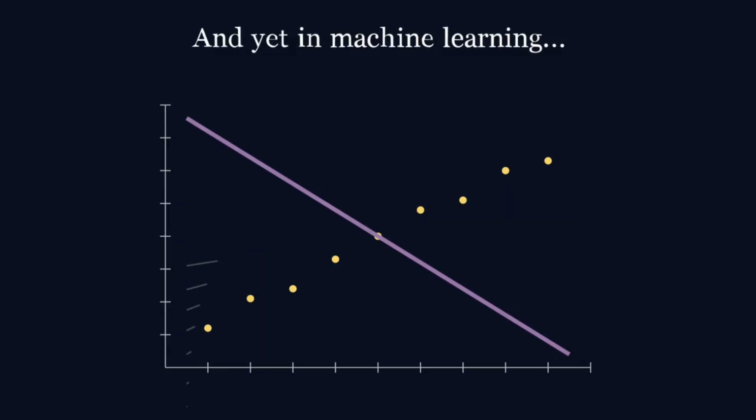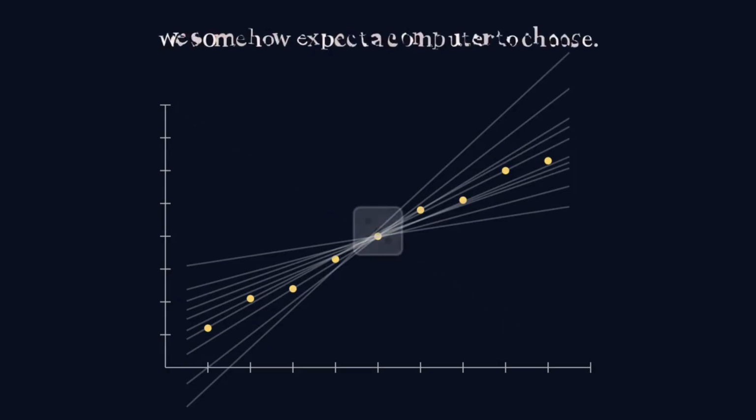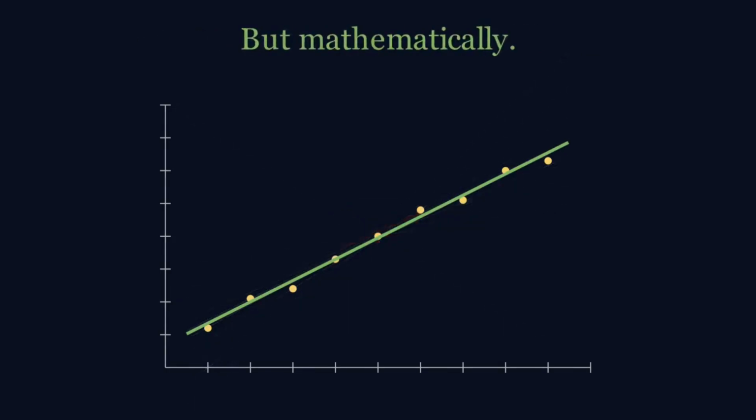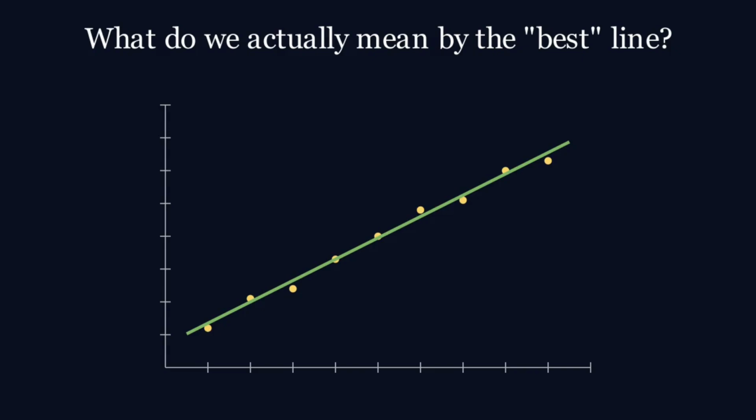And yet in machine learning, we somehow expect the computer to choose. Not randomly, not by guessing, but mathematically. So this raises a surprisingly deep question. When we say the best line, what do we actually mean? Because once we answer that question, we've secretly understood the foundation of linear regression.